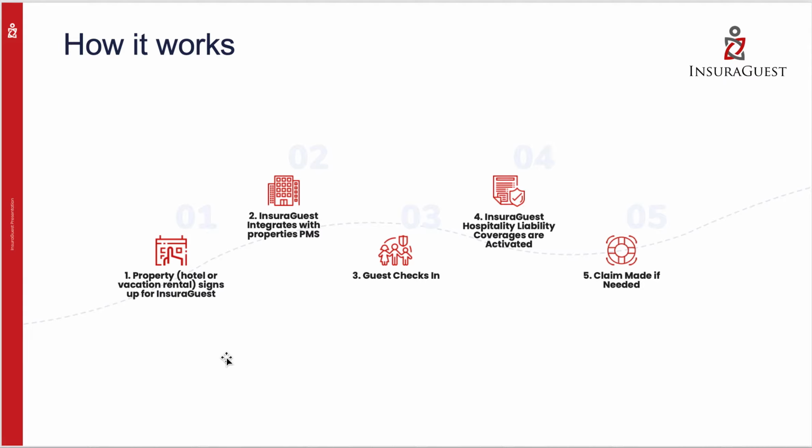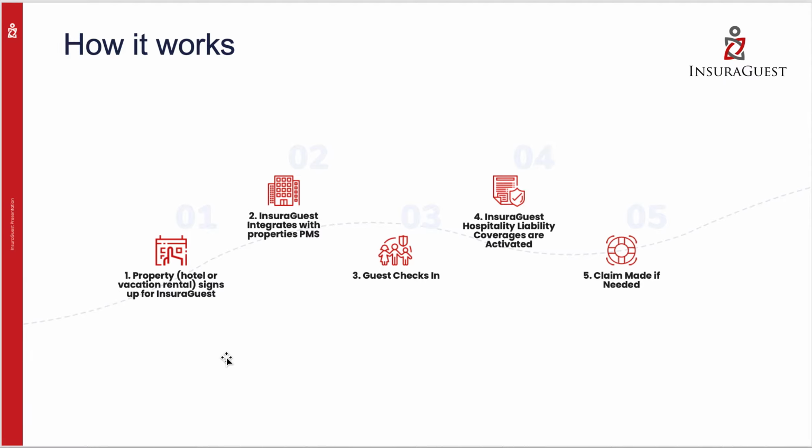We integrate with the property management system. This is where we start to communicate with our API and the property management system. The only information that we pull, though, is the reservation number, the guest name, their check-in, and their check-out. No more information is traded through that API pipe.